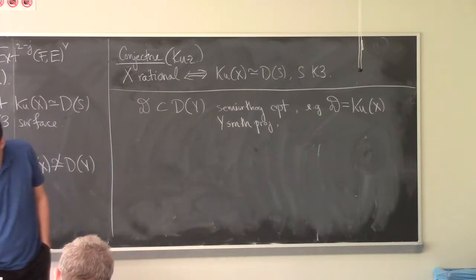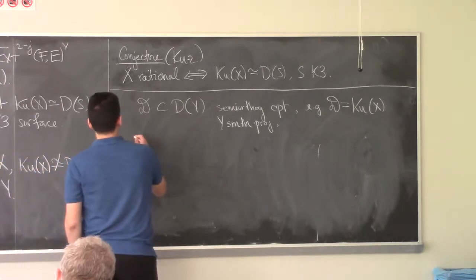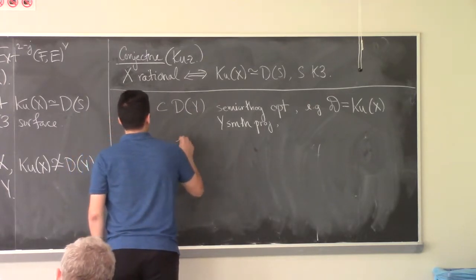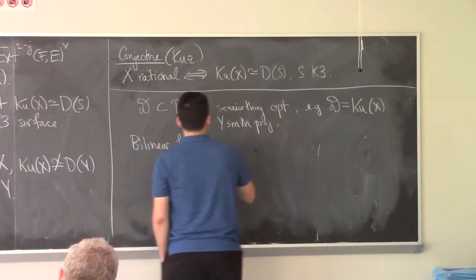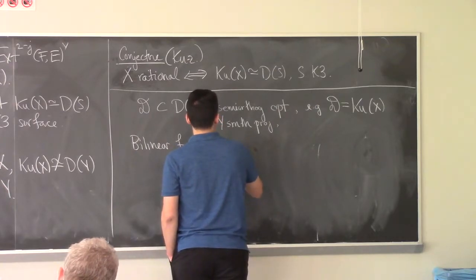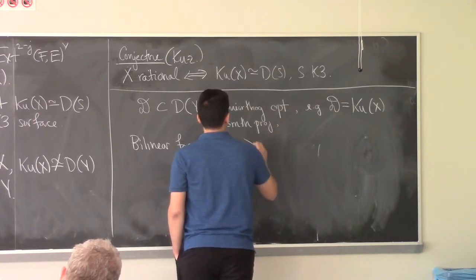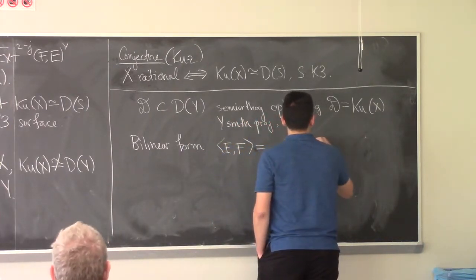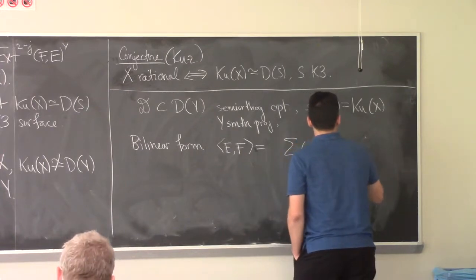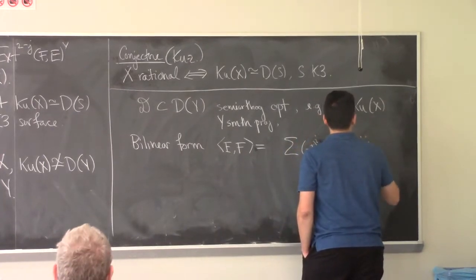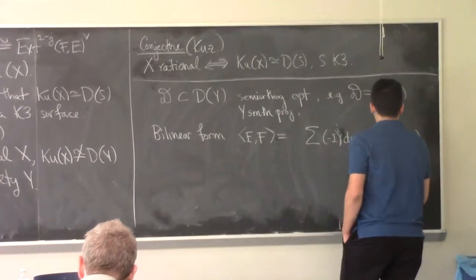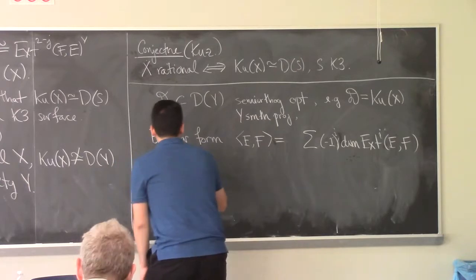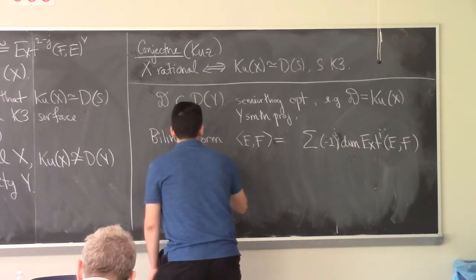First I want to observe that there's a natural bilinear form, which is given as follows. I'll call it the pairing of E with F. It's given by the alternating sum of the dimensions of the Ext groups between E and F. So this is a bilinear form on what's called the Grothendieck group of this category D.